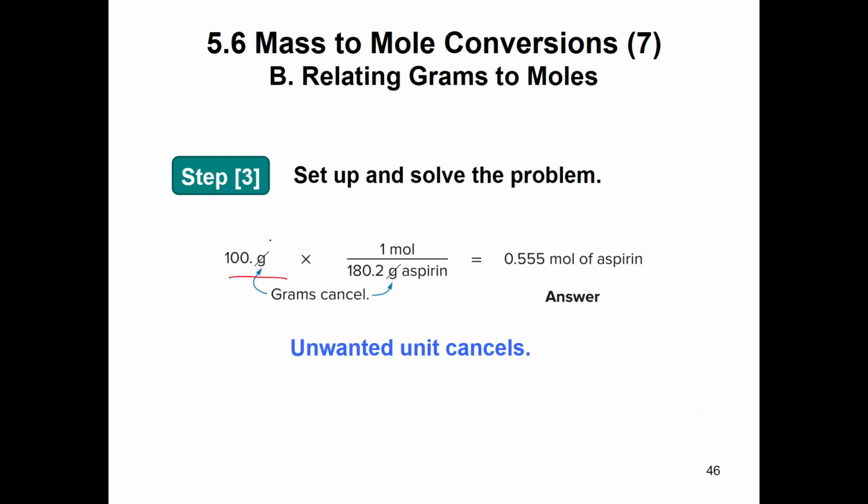And so 100 grams times 1 mole of aspirin, which I write so I don't forget what it is, per 180.2 grams of aspirin, and those grams of aspirin will cancel, and then all I do is multiply everything on the top, so 100 times 1, and then divide by everything on the bottom, divided by 180.2, and that gives me 0.555 moles of aspirin. And why do I have 0.555? I have 3 significant figures because that has a decimal. So it had 3 significant figures as well.